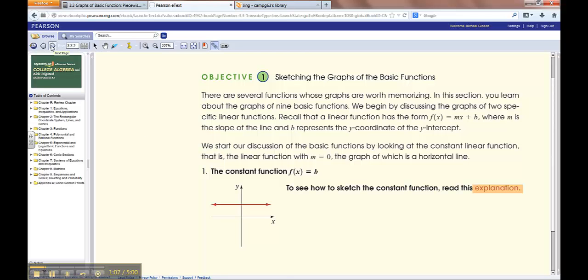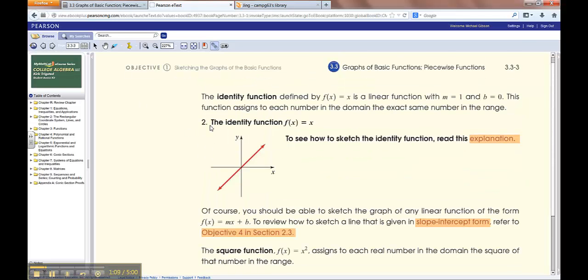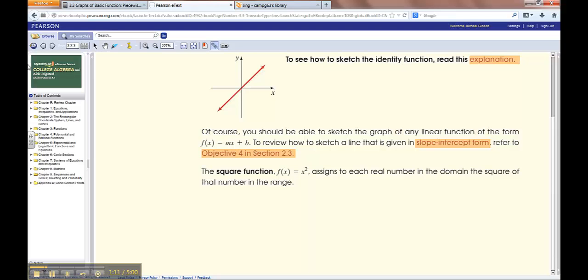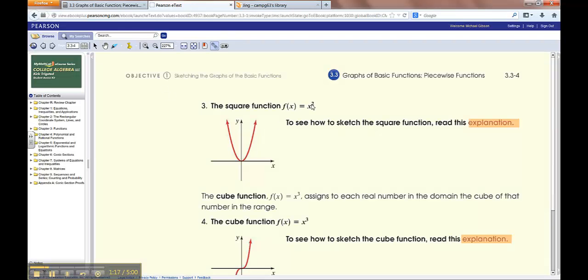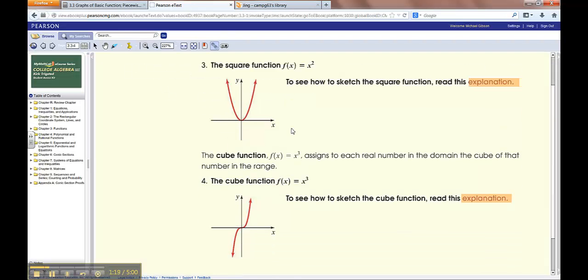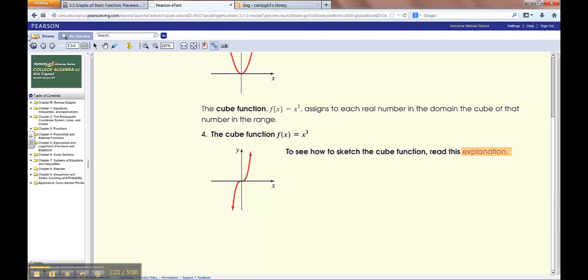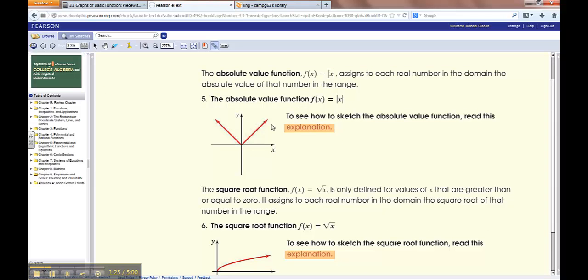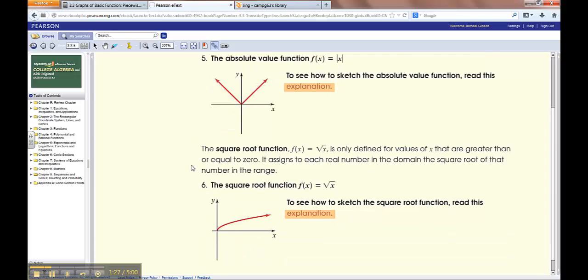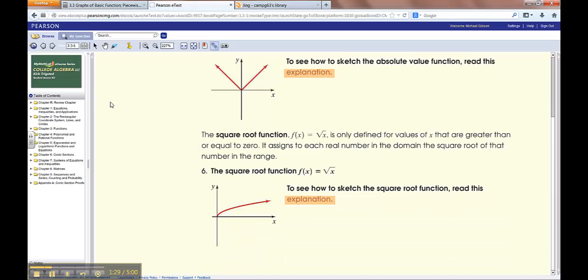So there's the first one, the constant function, and the identity function. That's y equals x, a straight line, right? The next one's a square, y equals x squared, or f of x equals x squared, and then x cubed. This is the absolute value function. The next one's a square root, right? f of x equals the square root of x.